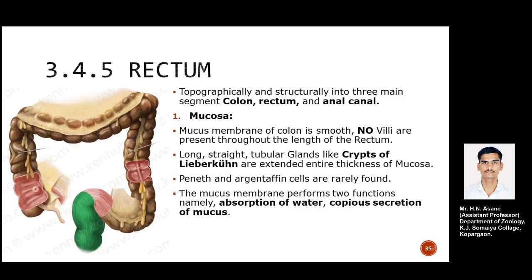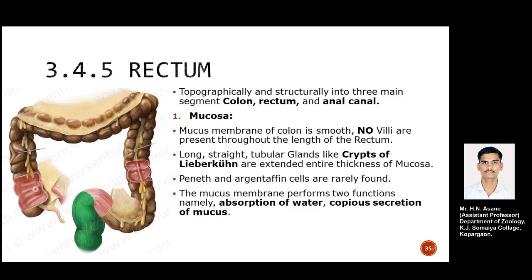Okay, so the long straight tubular glands extend from the surface down through the entire thickness of the mucosa. These glands are nothing but the crypts of Lieberkühn. In the crypts of Lieberkühn, the only cells present are goblet cells, and these are not present abundantly. Rare goblet cells are present in these regions, and enteroendocrine and argentaffin cells are very rarely found compared to the goblet cells.